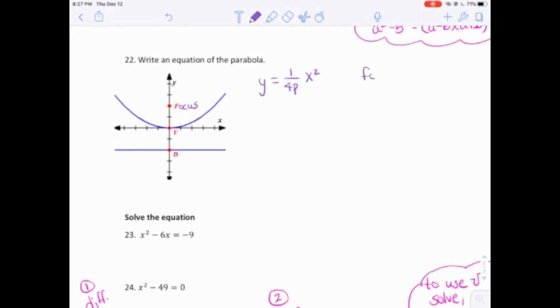All right, our focus is located at (0, 2), so this is p. It's always the non-zero value in that focus point. So just plug that in. 4 times 2, x squared, and then finally it's 1 over 8, x squared. And that's your final answer and also the finish of this video.